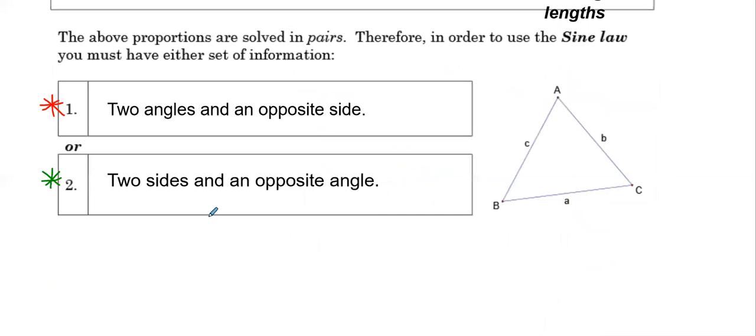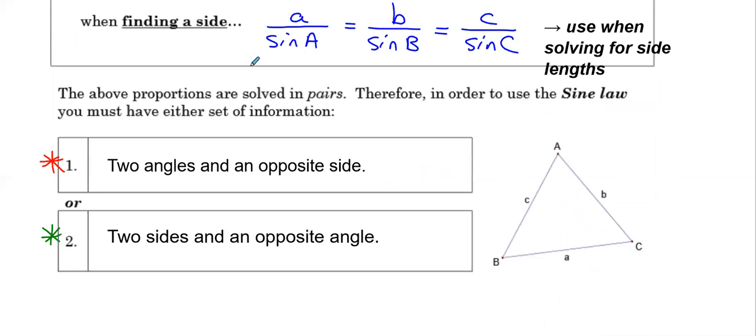One of the most convenient ways to do it is just write out all the information, fill in the formula, and then it should be pretty easy to decide which two of these ratios you're going to set up an equation for and then solve. That's what we're going to take a look at now.